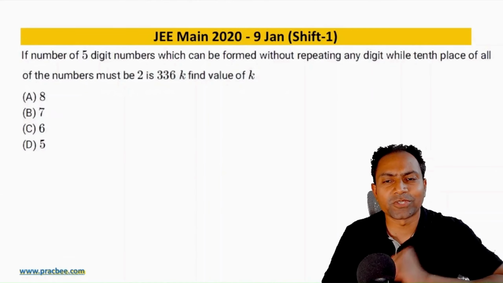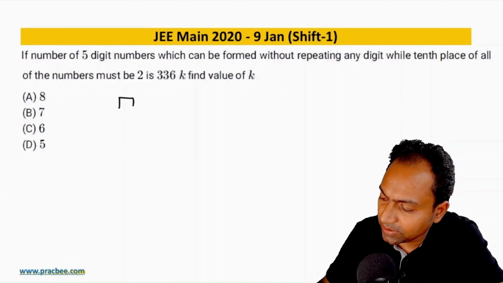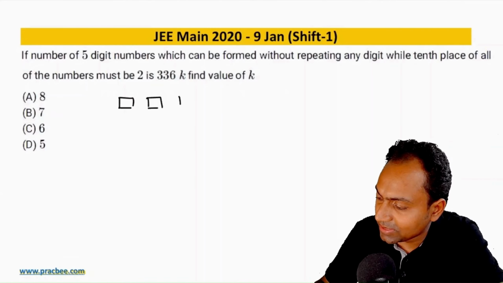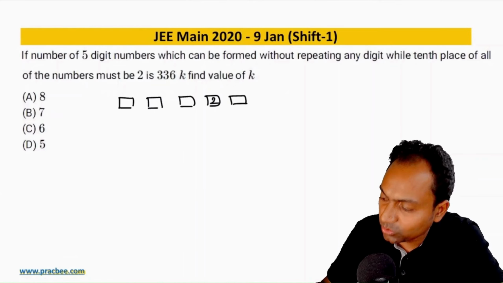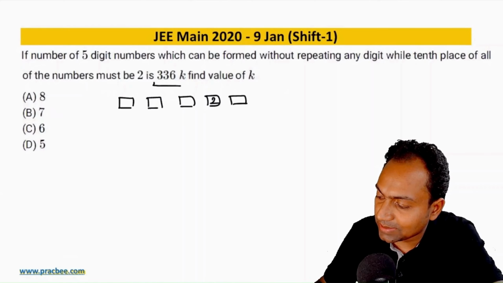Now this 2020 question is again a very simple question. What they're saying here is you need to make a 5-digit number, and they have given us a very strict instruction on how to make it. They're saying that in the 10th place, 2 needs to come. So let us fill 2 here. And now they're saying the answer is this, find the value of k.